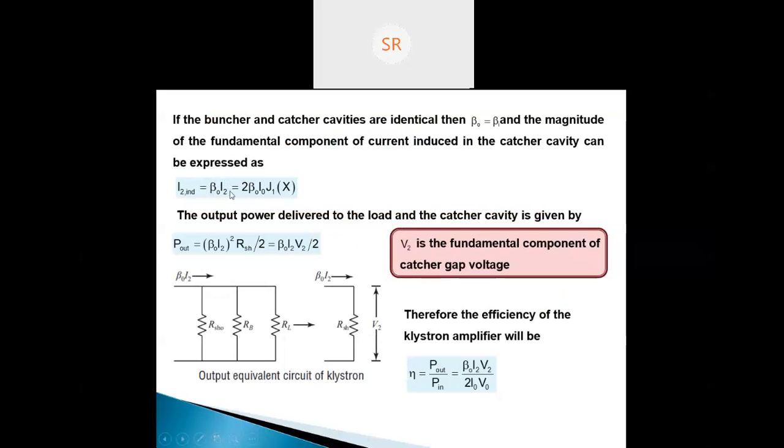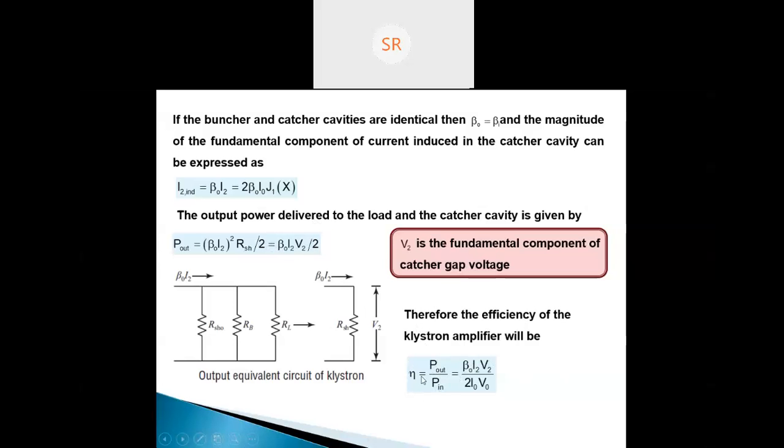I2 is the output current. So P out is equal to beta 0 of I2 squared into RSH by 2. We will get P out likewise. And according to that, we can find out the efficiency of the Klystron. Efficiency of the Klystron is P out by P in.